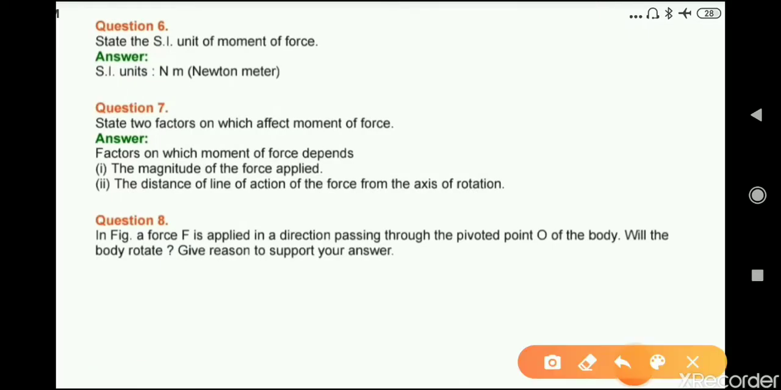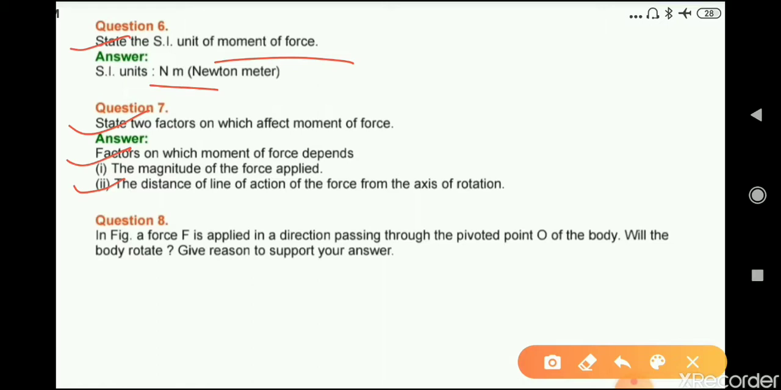Question number 6. State the SI unit of moment of force. SI unit of moment of force is Newton meter. Question number 7. State two factors which affect moment of force. First factor is the magnitude of the force applied, and second, the distance of the line of action of the force from the axis of rotation.